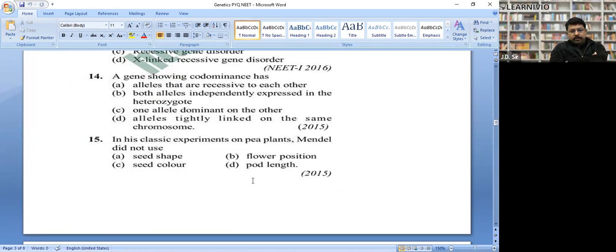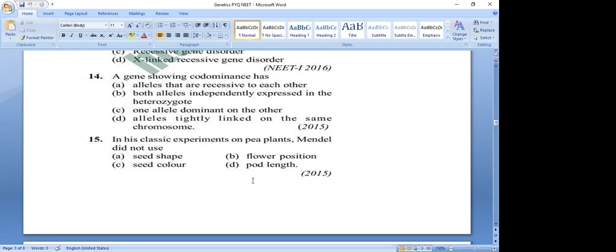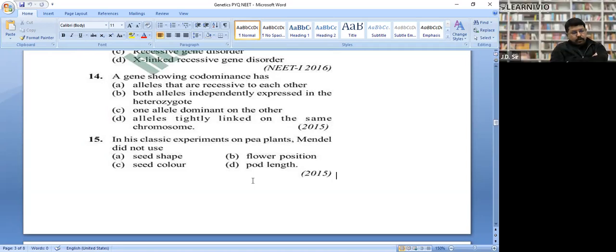14. A gene showing codominance has alleles that are not recessive to each other. Option B. Right. That is codominance.